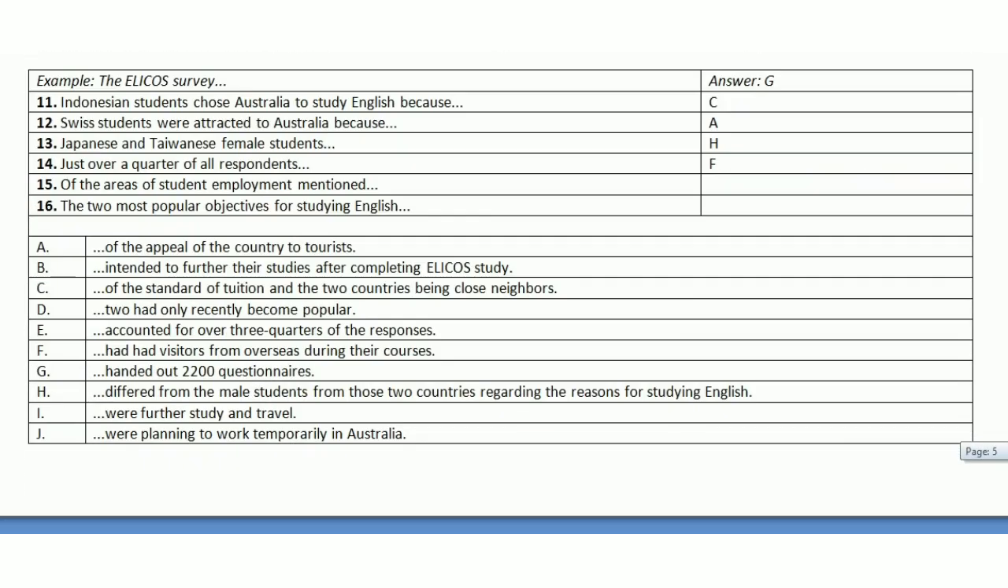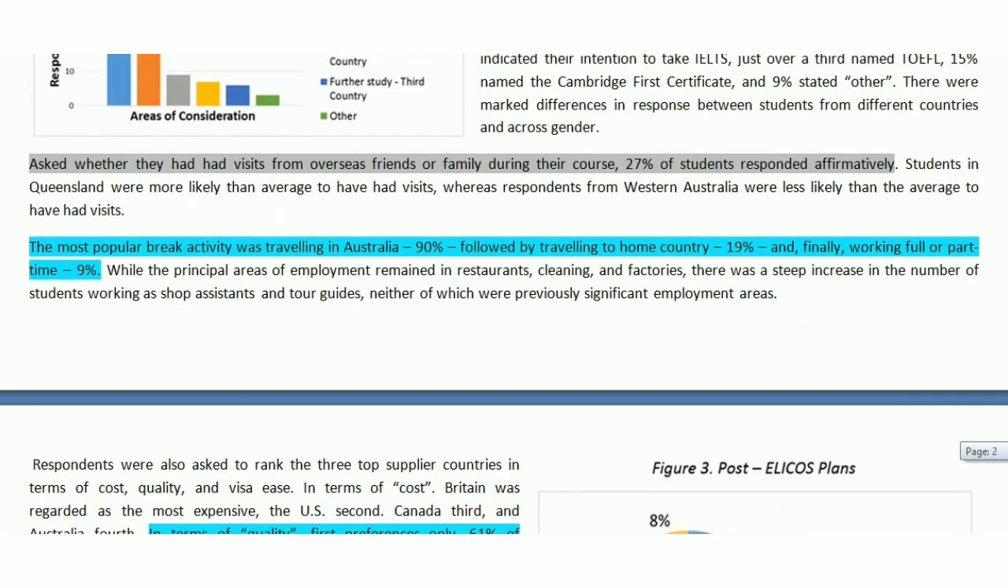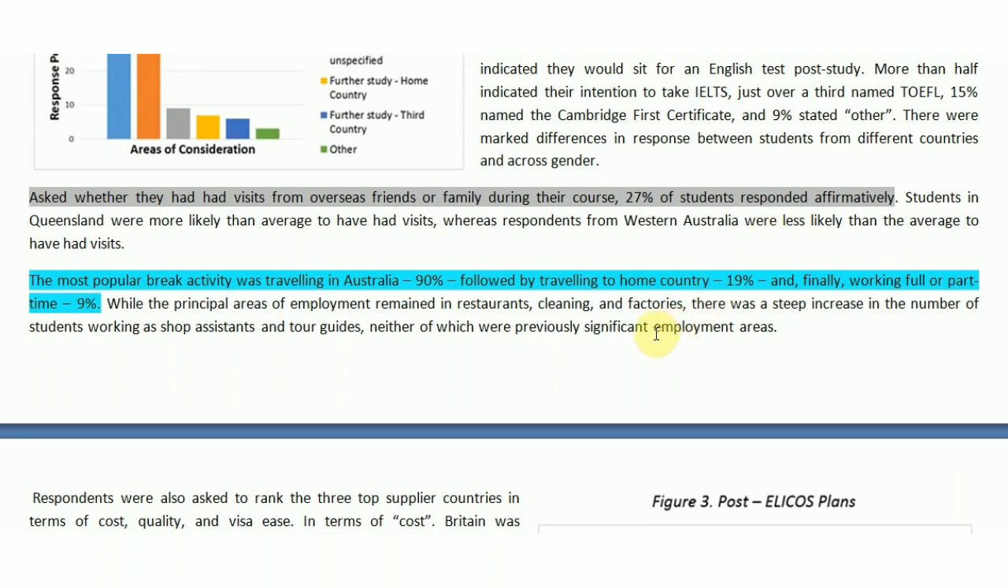Let's see the options. C is crossed, A is crossed, H is crossed, F is crossed, and G is also crossed. So we are left with, I think, B, then D, then E, and then I and J. Okay, let's see student employment areas. Yeah, here it is, employment area.